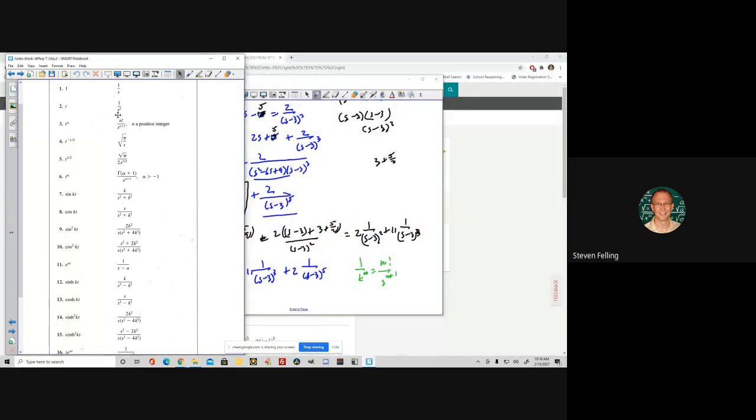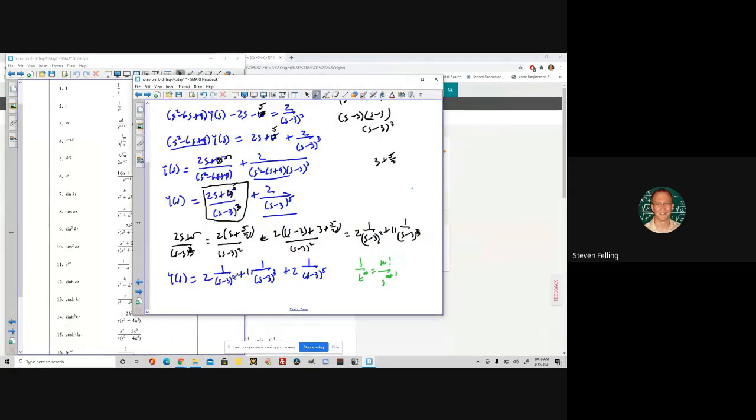So 1 over s squared is t. So this first one is 2, but because we're shifted, we have to put the e to the 3t in there. And then 1 over s squared is going to be just a t. So we should have a term which is 2 e to the 3t times t. And I realized that my posted answer key has a mistake on it. So this is the correct thing. 1 over s squared would be t. So there's an extra t there.